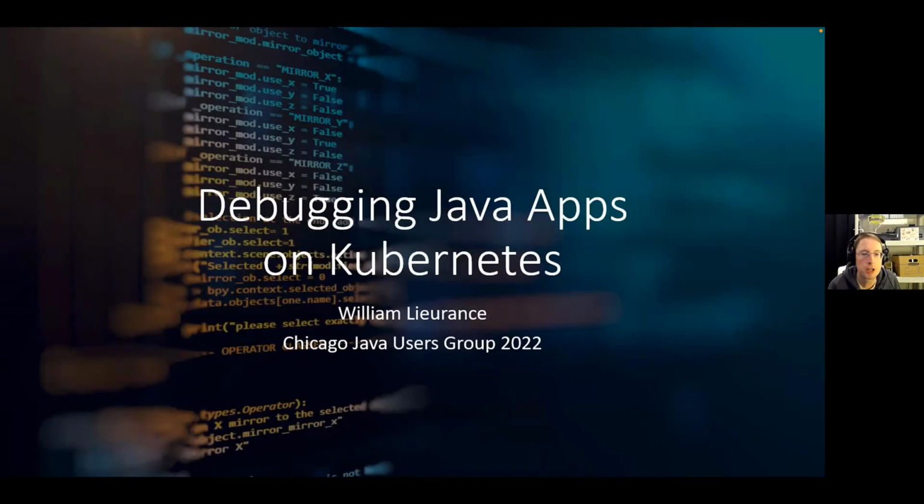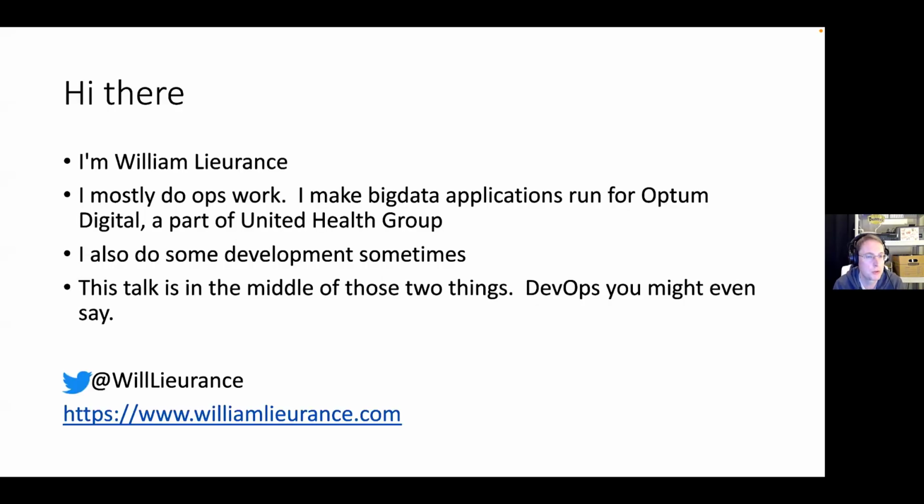Okay, so this talk is going to be on debugging Java applications on Kubernetes. It is 2022, and we're the Chicago Java Users Group.